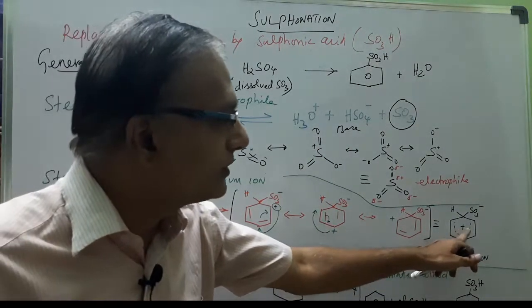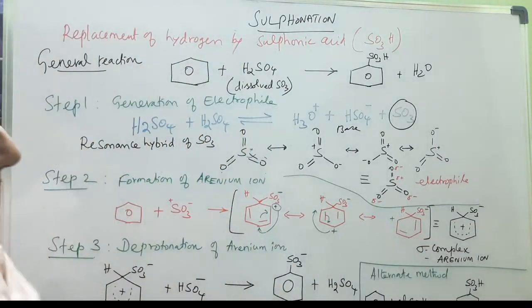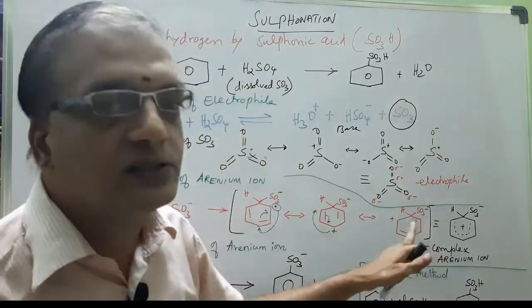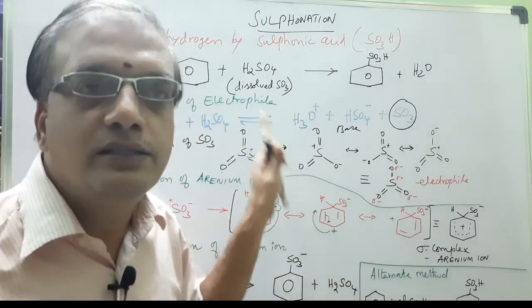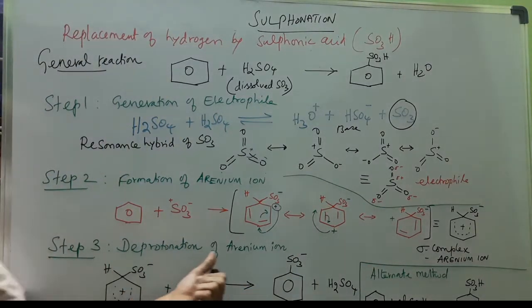Altogether we need to focus on our sigma complex in this fashion. So, this is nothing but our arenium ion or Wheland intermediate or sigma complex. All three words have similar meaning only. So, now step 3 is the deprotonation of the arenium ion by the base.